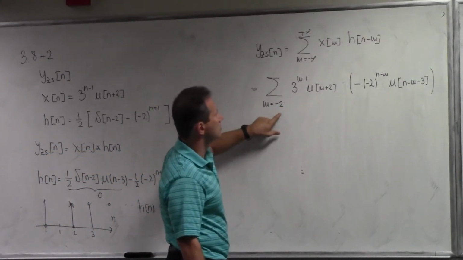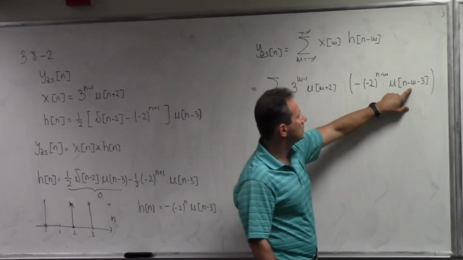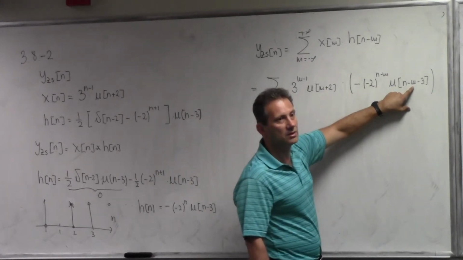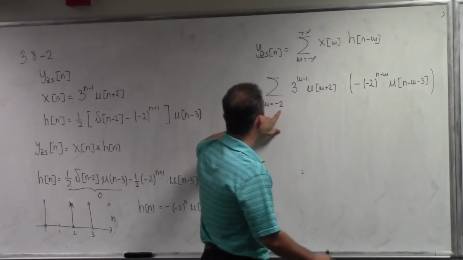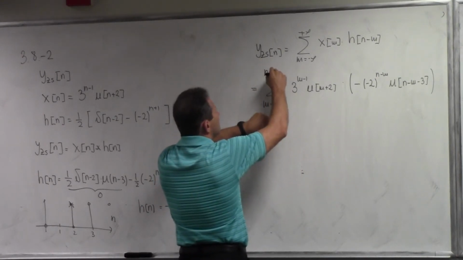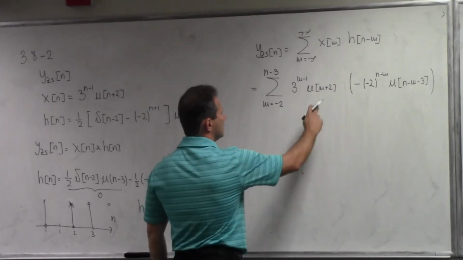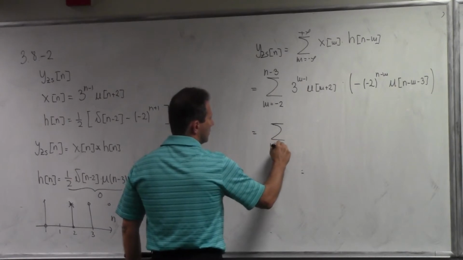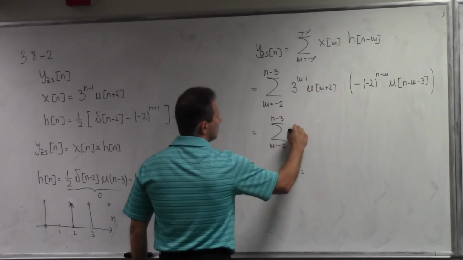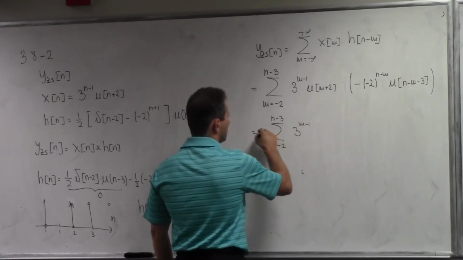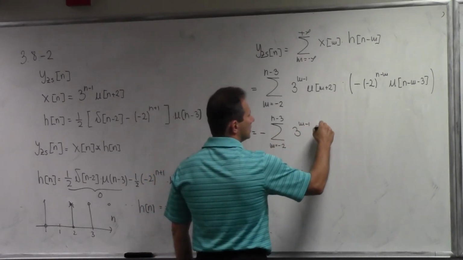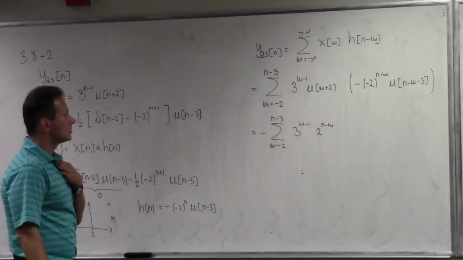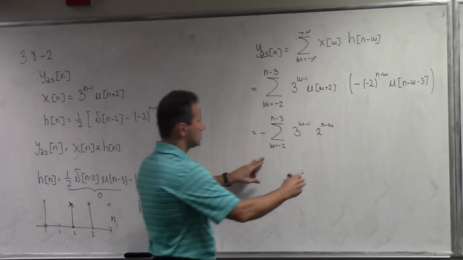So this is m goes from minus 2. Here, you can see that as soon as m becomes larger than n minus 3, this becomes equal to 0. So this goes from minus 2 to n minus 3, right? And then I can get rid of these u functions. So I guess this is the sum, m goes from minus 2 to n minus 3, of 3 to the m minus 1. I can put minus outside, 2 to the n minus m. And then I need to sum this, right? So that's one way.